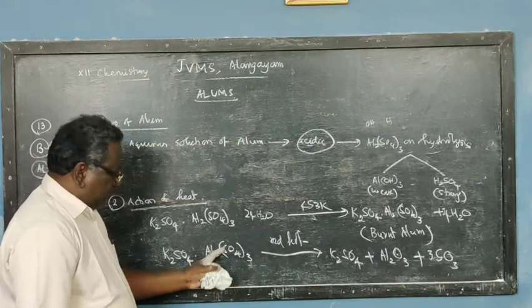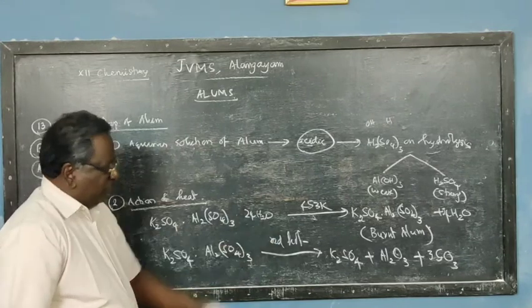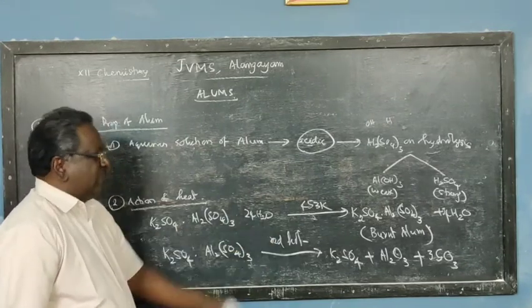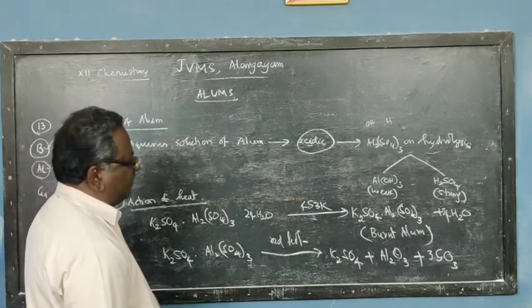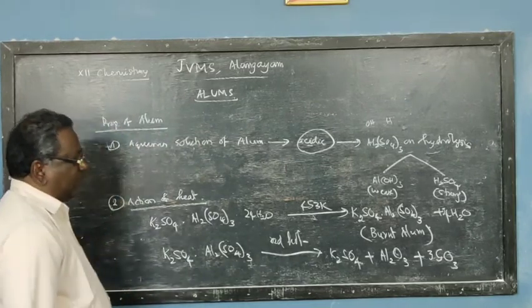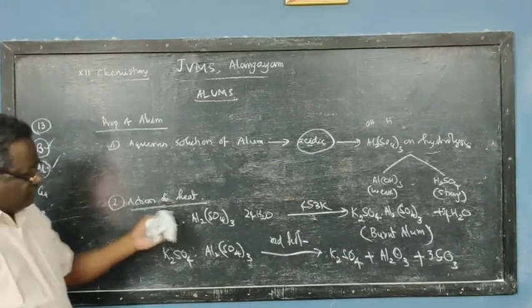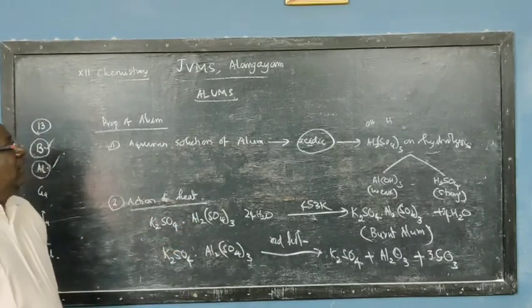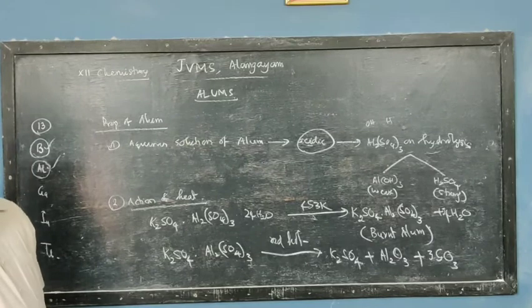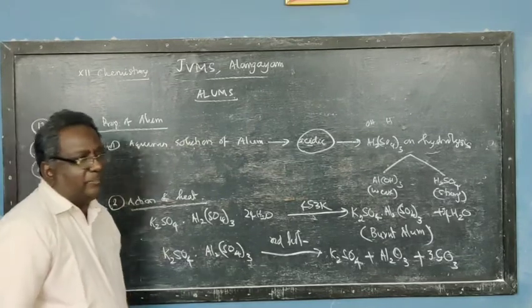So, if you have 3 SO4, 3 SO3 go out. Then 3 oxygen remain, so what does it change into? It changes into alumina, right? So this is how alumina is being obtained by the action of heat on potash alum. Then the uses of this potash alum.